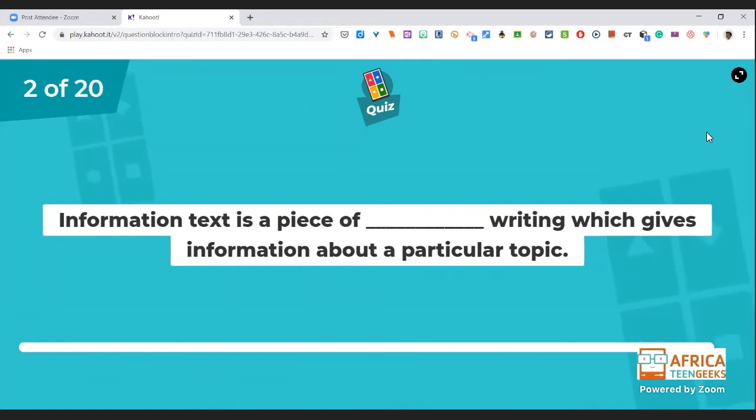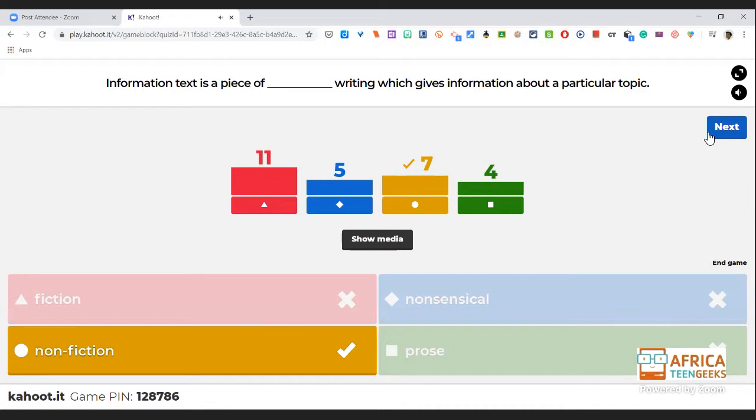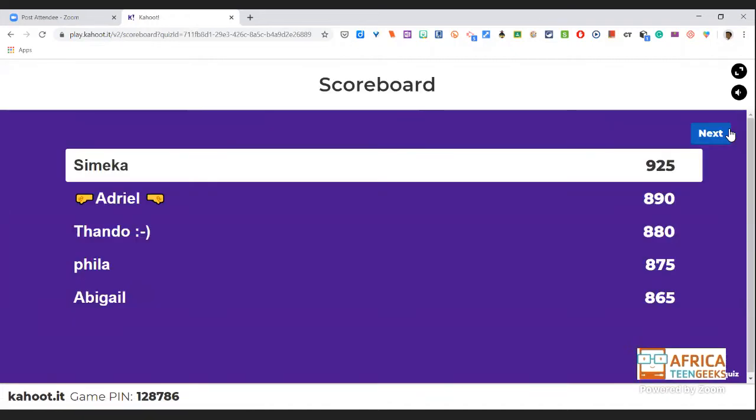Information text is a piece of writing which gives information about a particular topic. Oh, I'm surprised that not everybody got that one. So information text can't be fiction because it's not a story, it's true, it's facts. It can't be nonsensical because it wouldn't be in your textbooks if it was nonsensical. And it's not prose, it's nonfiction, yeah. So well done for those 11. And who is in the lead now? Adele. Oh, Adele is notorious at winning these things, right? Good. Well done for those other 5 that are in the box there. Let's go on.